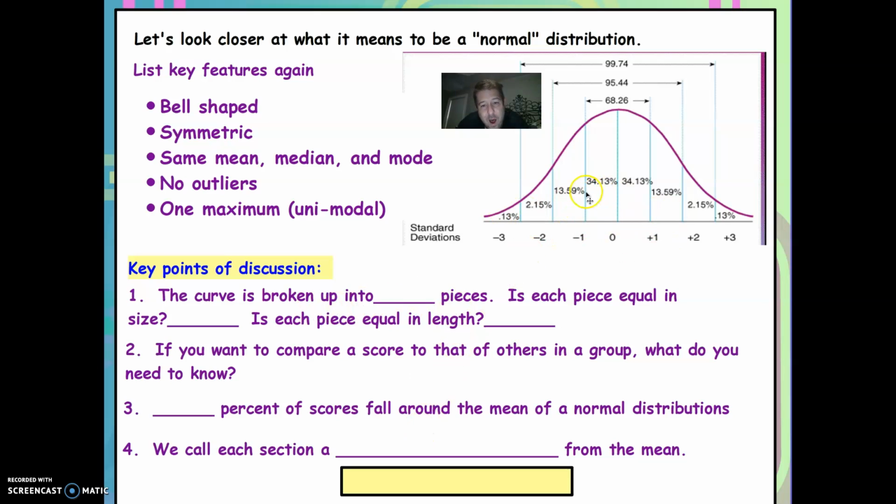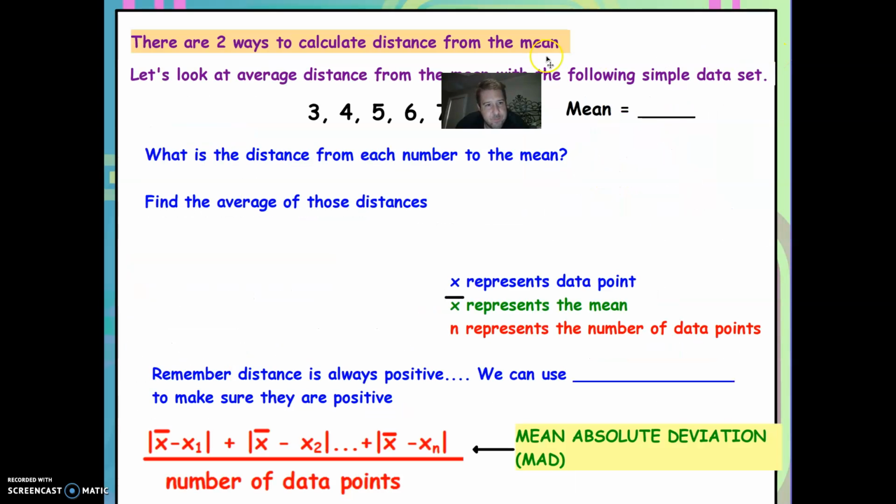So how wide each piece is, how spread apart the data is, can be calculated using 2 different ways. You can use the standard deviation formula, or you can use the mean absolute deviation. They're both going to give you an idea of how far apart the data is, which is the reason why these numbers can change. Which one you're using will determine the width of each one of these deviations.